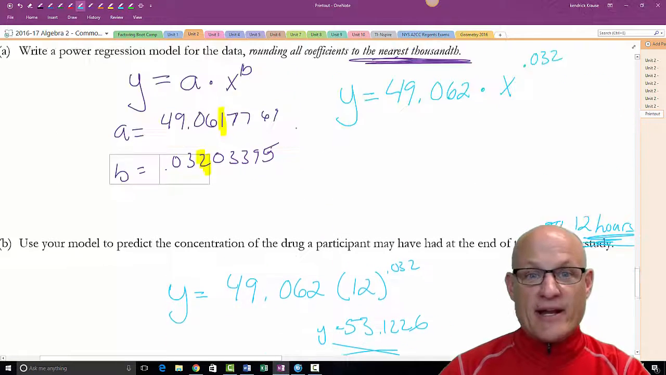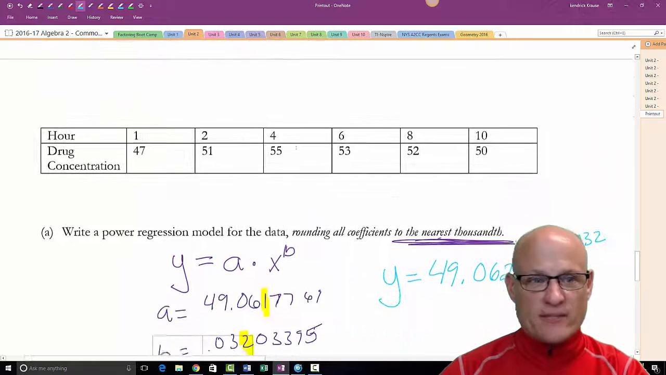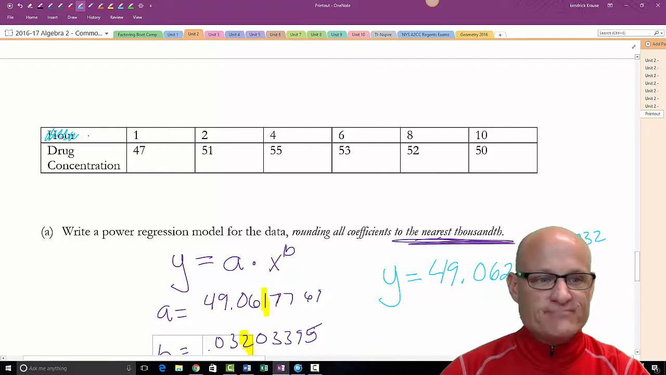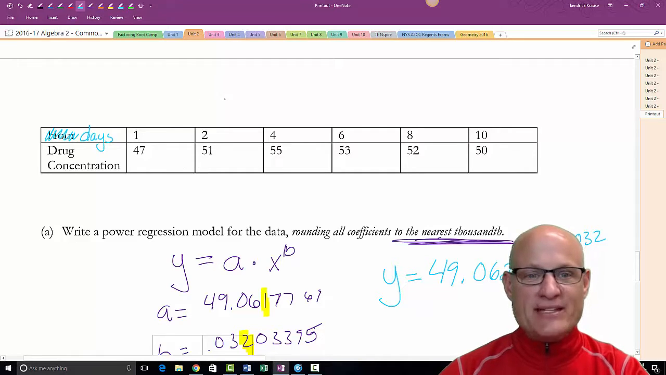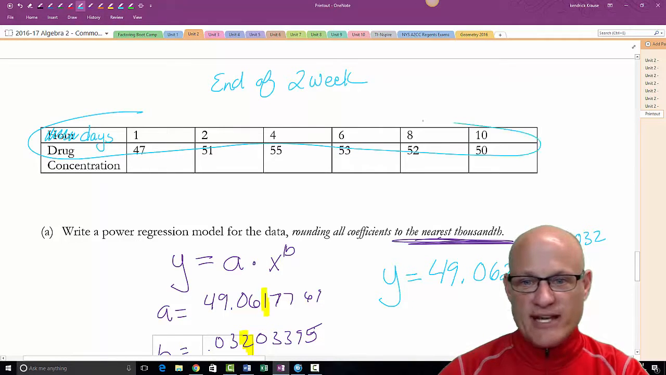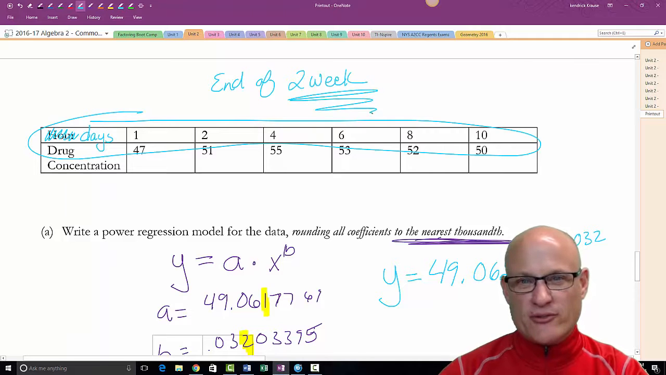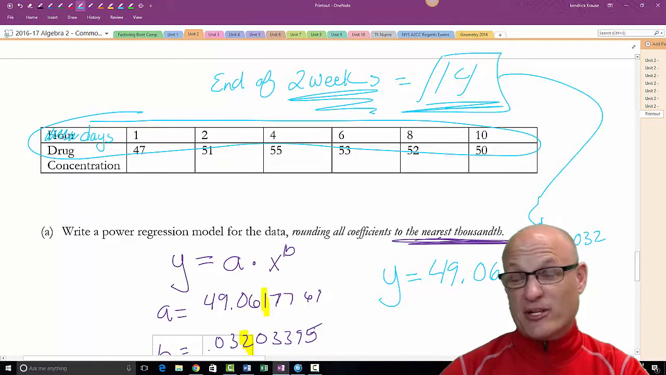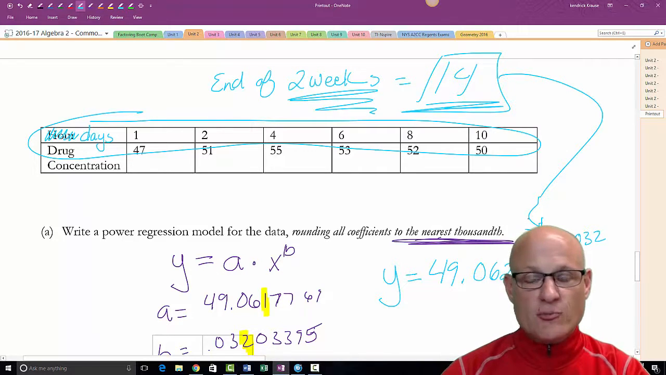Now, one last thing. If you made it this far, congratulations, because I'm going to give you another hint. Let's say this didn't say hour. Let's say this said days. And then I said, what would it be at the end of 2 weeks? But this was given in days. What would I have to put in for 2 weeks? Well, how many days is 2 weeks? So 2 weeks is equal to 14 days. So on the part of the equation where you had to sub into the equation, you can't put in 2, you have to put in 14 for 14 days. So just be careful of the units.